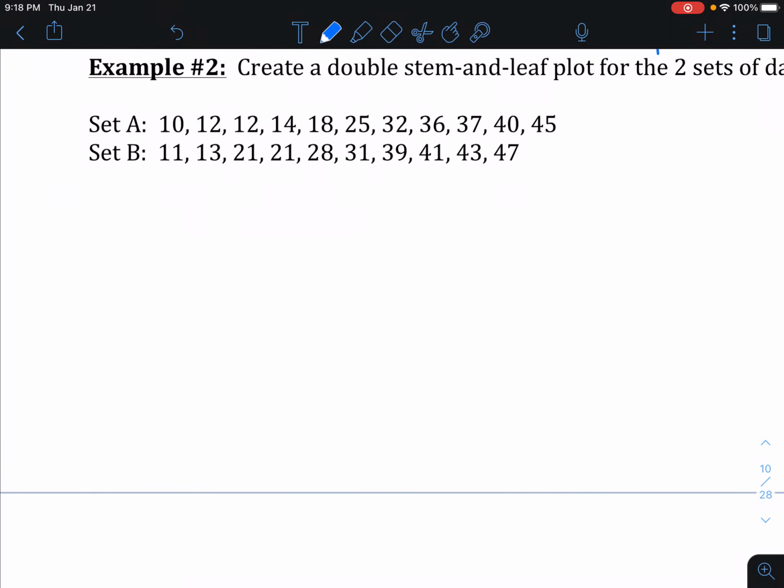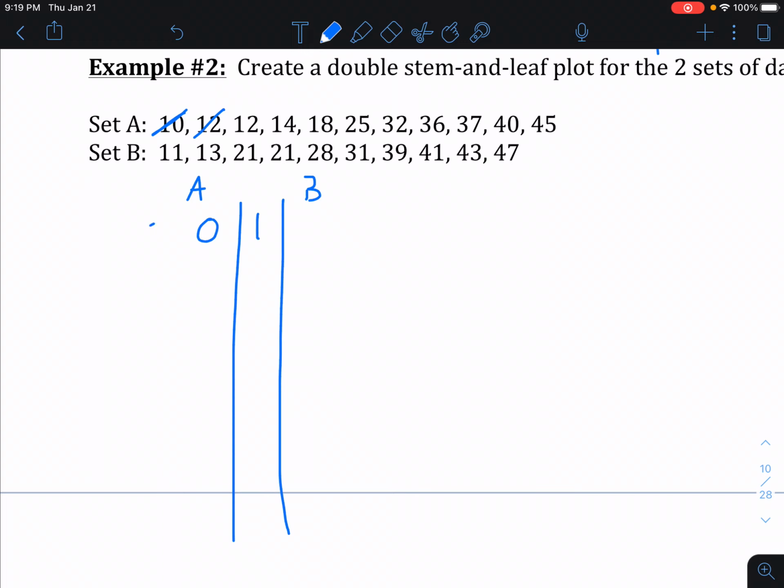So a double stem and leaf plot, set A will actually work towards the left, set B to the right. So I look for the lowest number in set A, actually in either of them. We have some in the tens. So this 10 would be, oh, actually they're in numerical order, so that's good. That'll save me some time. So I got 10, 12, 12, 14, and 18.